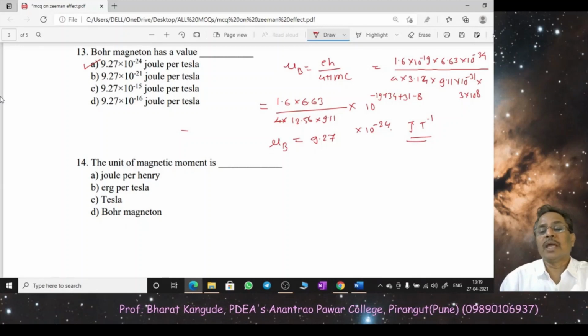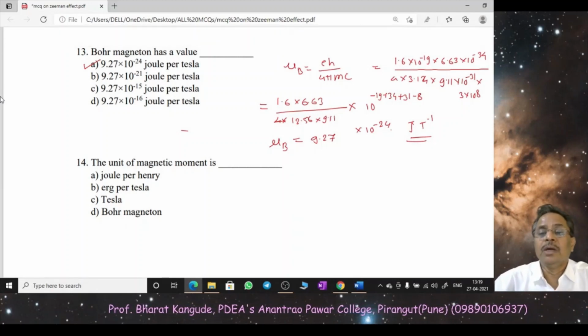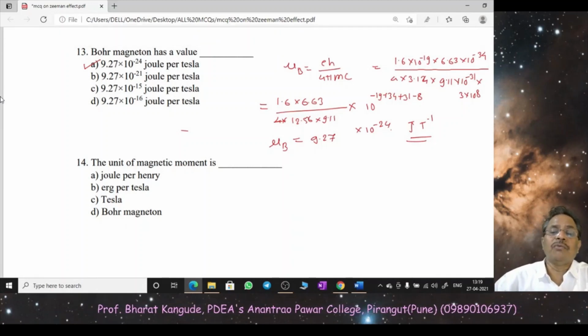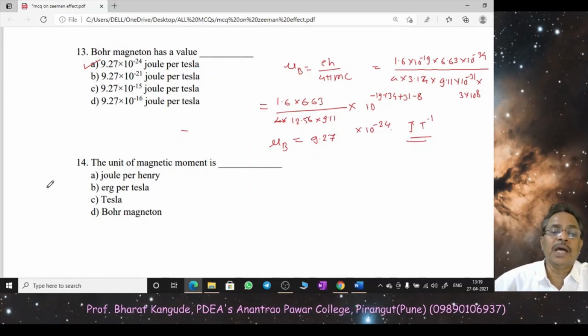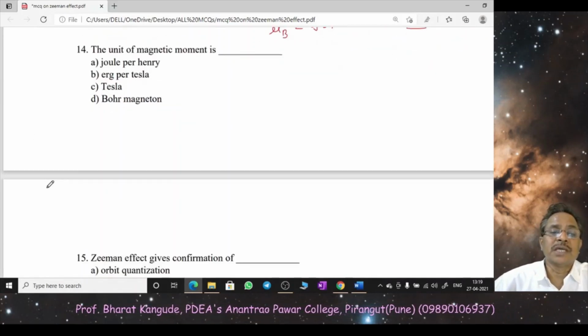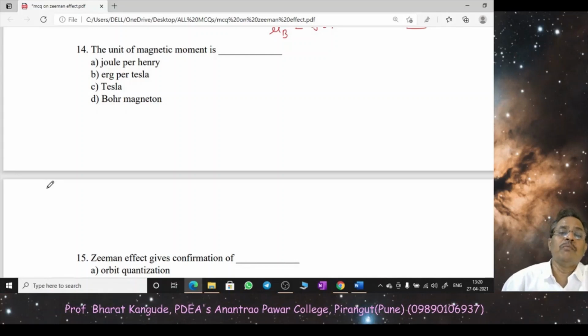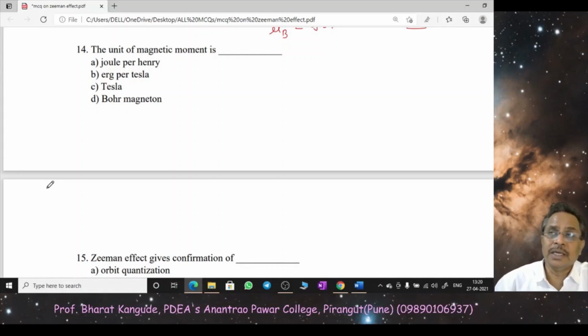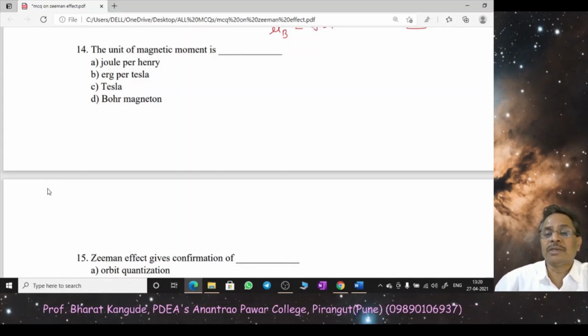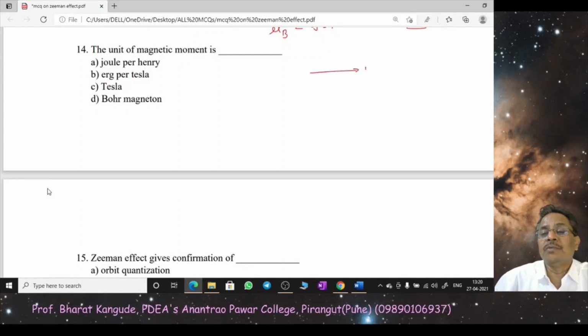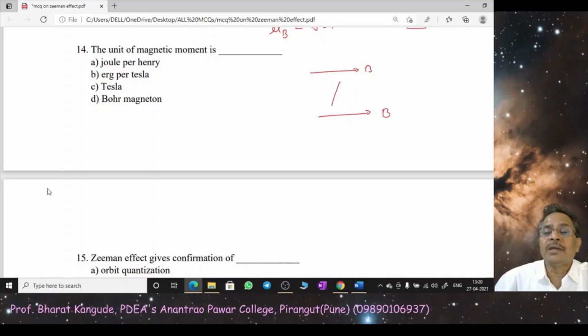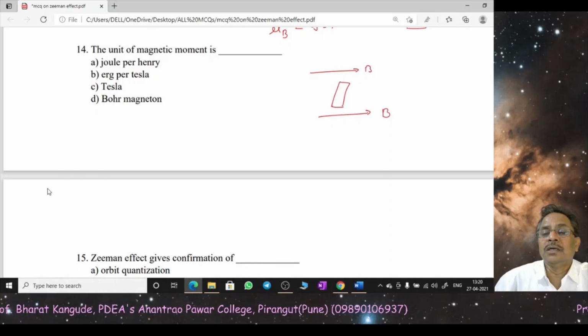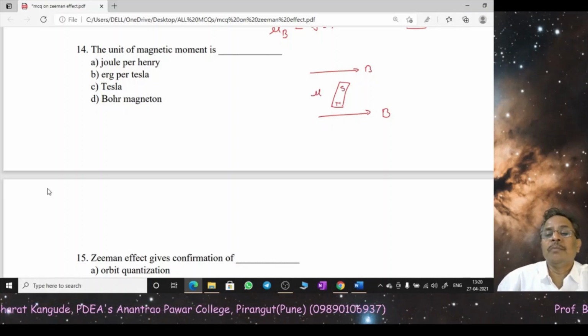So the Bohr magneton is the minimum unit, or the unit of magnetism of an electron in atomic physics. Now this is another question: the unit of magnetic moment is, again a very simple and theoretical question. Suppose this is the direction of the magnetic field, and if I keep some magnet in this particular magnetic field, it has a small north pole and south pole, and it has its own magnetic dipole moment.